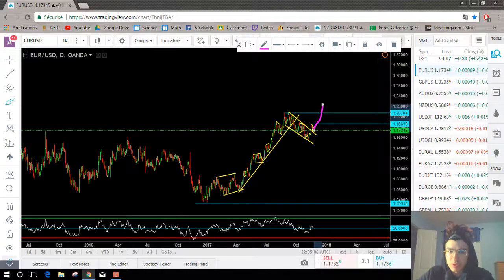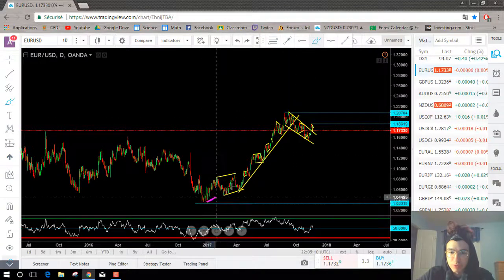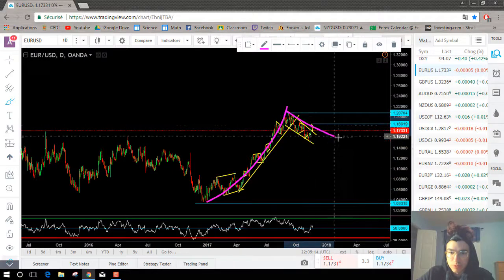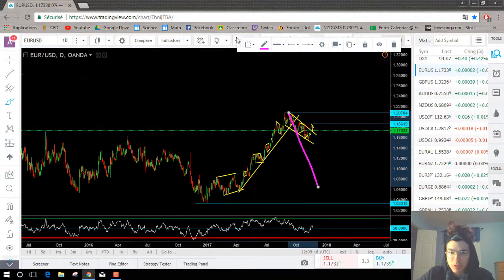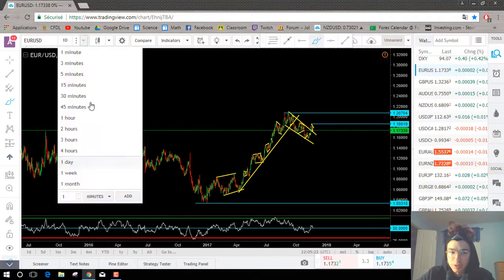Now I don't think that this one will happen because it's not a very big correction compared to all of this big impulse, right? This is the main impulse, this will be the main correction. So I don't think anymore that we're going down, right? It's not looking like an impulse, it's a correction, it's very clear.